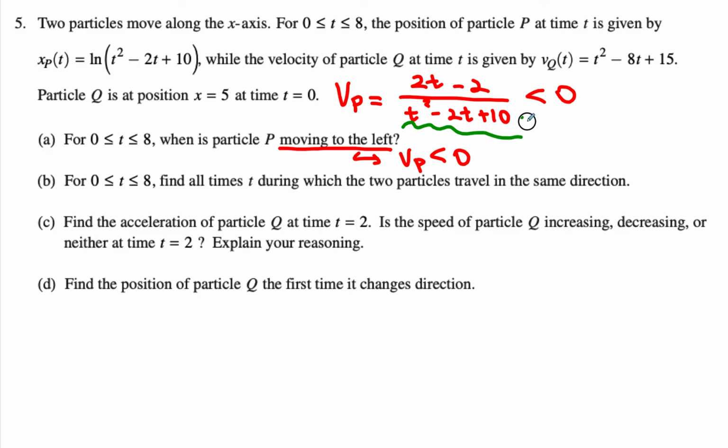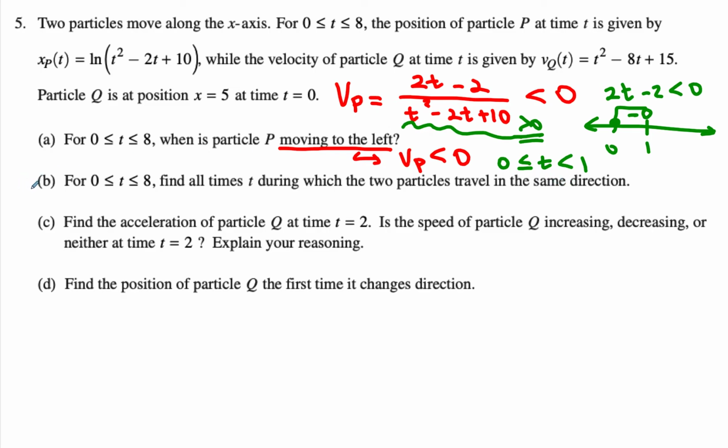Alright, so this is always positive. So 2t minus 2 has to be less than 0. That means t is equal to 1, that's the value that separates the interval. And then when t is greater than 1, such as 3, then this is positive, so this portion is negative. But we are starting from 0. So that's the portion that we end up getting. It's moving to the left when t is greater than or equal to 0, but less than 1.